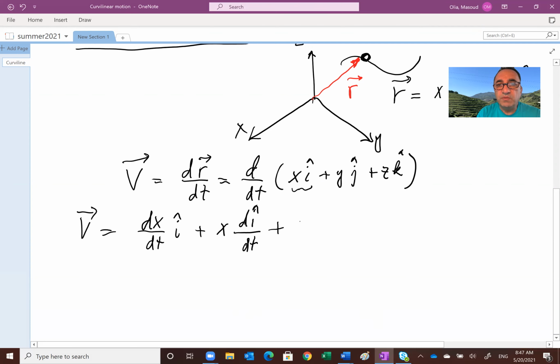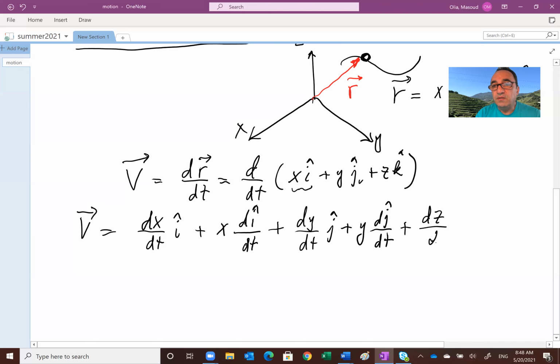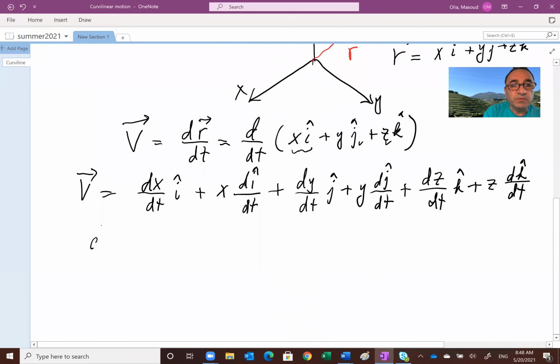All right, keep doing the same thing. So the derivative of the first dy dt times j plus the first, which is y, times the derivative of the second, which is derivative of j with respect to time, and then so on. dz dt, right? The last component times k plus z times the derivative of k with respect to time. So now the question is, what is the derivative of these unit vectors? So for example, di dt, if we do that for i, it would be the same thing for dj dt and dk dt.